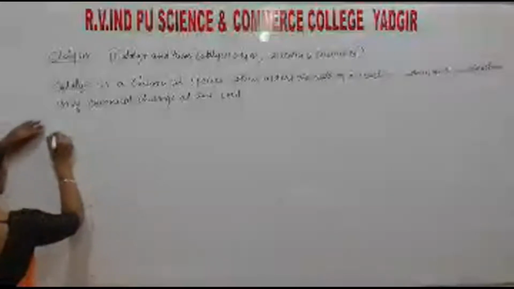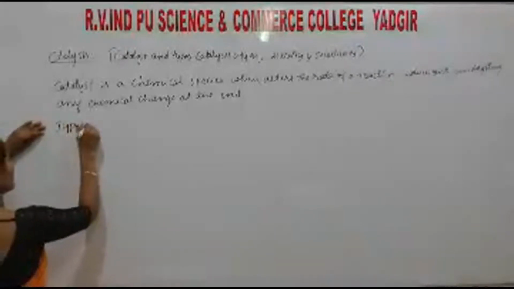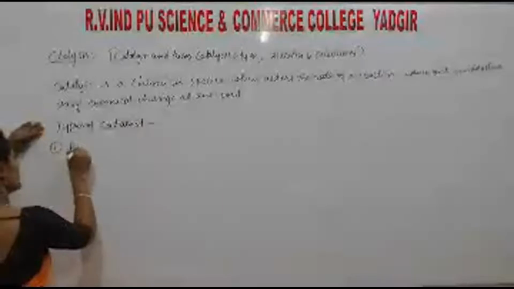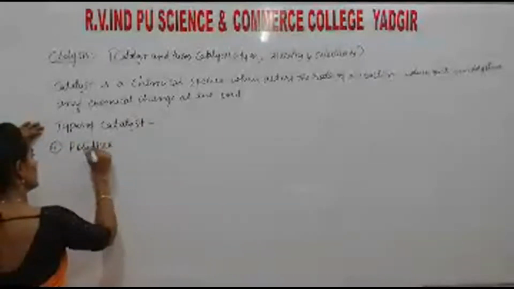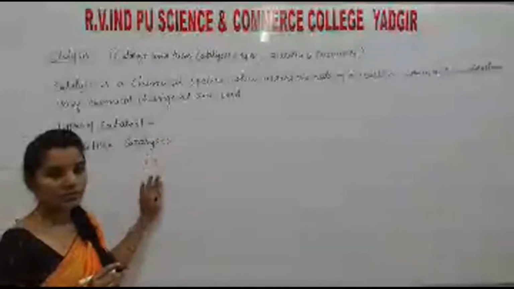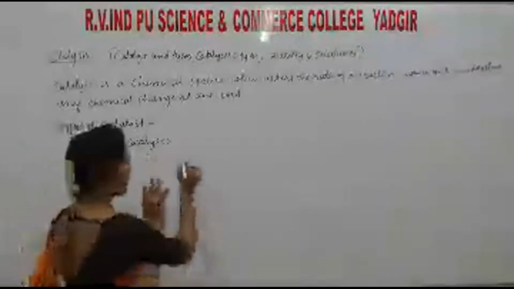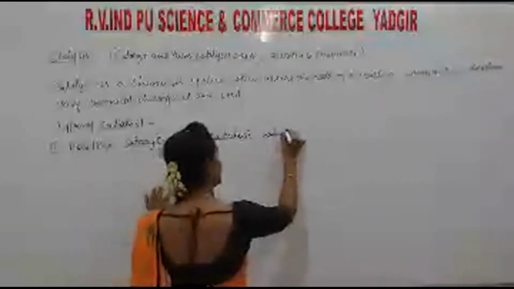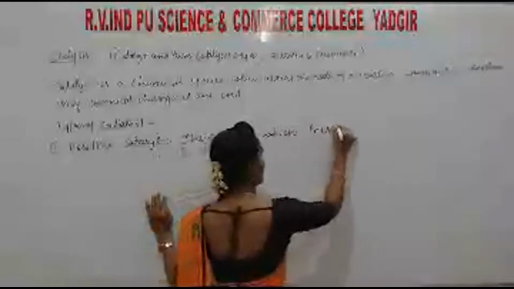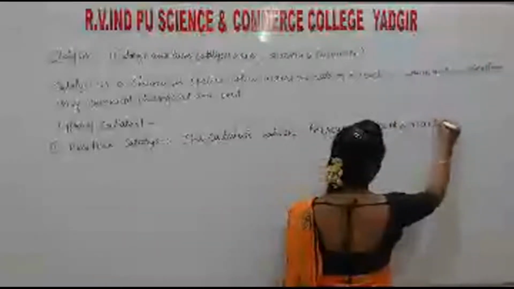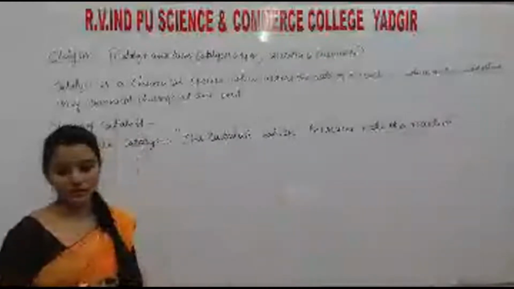Next one is types of catalyst. Okay, so in that, the first one is positive catalyst. So students, what does positive catalyst mean? The catalyst which increases the rate of a reaction is called a positive catalyst.